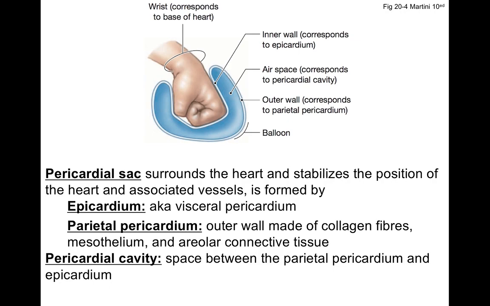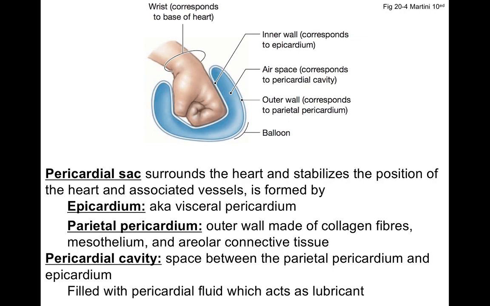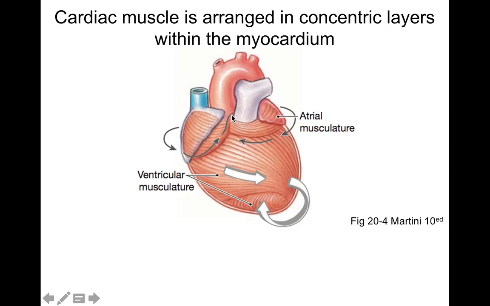And this cavity is often filled with fluid, which helps to act as a lubricant, and it reduces the friction that occurs during each heartbeat, and it prevents these two layers rubbing against each other, generating friction, which can cause injury. Obviously, some disease states occur when there is friction between these two layers.